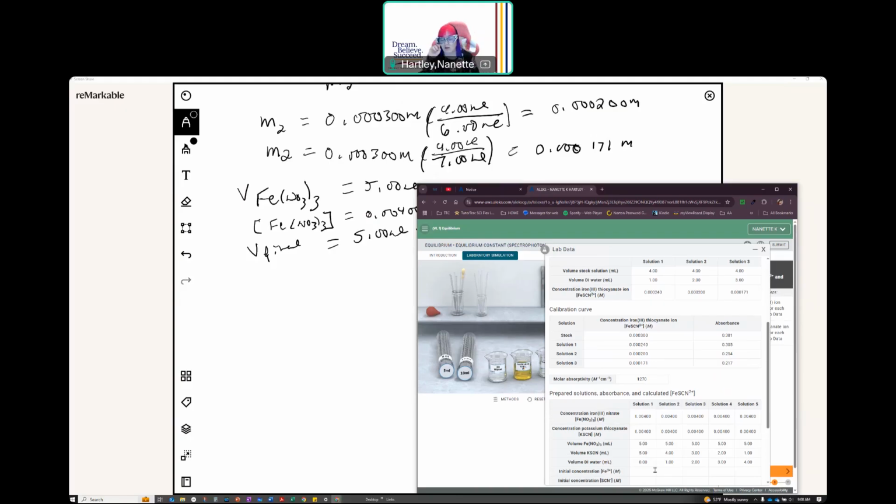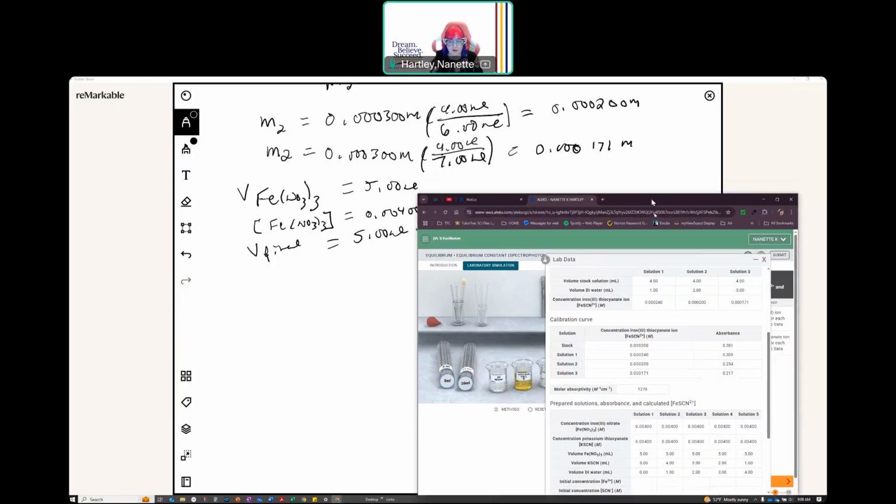And that should be true for all of those. We look across: 5 plus 4 plus 1, 10. 5 plus 3 plus 2, 10. 5 plus 2 plus 3, 10. And then 5 plus 1 plus 4, 10. So all of them are 10 milliliters. The only thing that's going to be different is how much of each of these things we have. Now, all of the FeNO3s are the same because it's 5 milliliters for each one of them. It's the KSCN that's going to differ each time, so that we will have to calculate for each one of these.